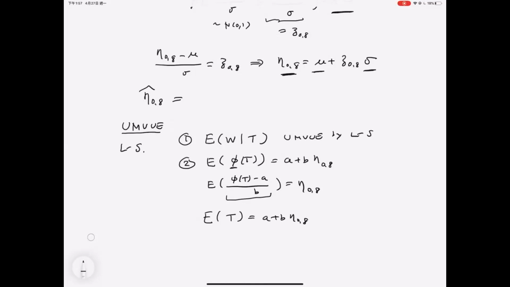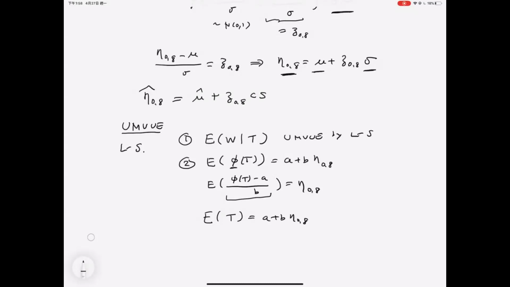In this question, did you see any easy unbiased statistics? No, right? But I do know the complete sufficient statistic from part A. It's summation xi, then summation xi squared. And then you will see right here, I do a mu hat plus z point eight sigma hat, from A and B.